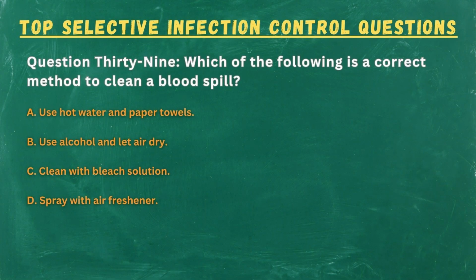Question 39. Which of the following is a correct method to clean a blood spill? A. Use hot water and paper towels. B. Use alcohol and let air dry. C. Clean with bleach solution. D. Spray with air freshener. Answer: C. Clean with bleach solution.